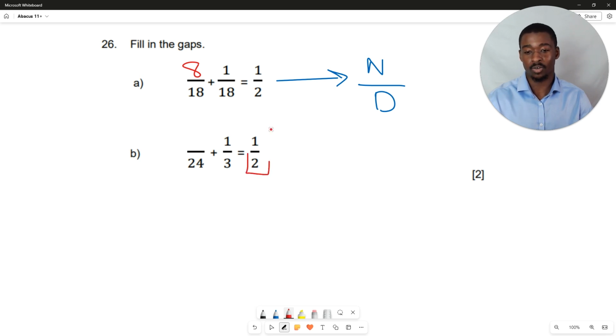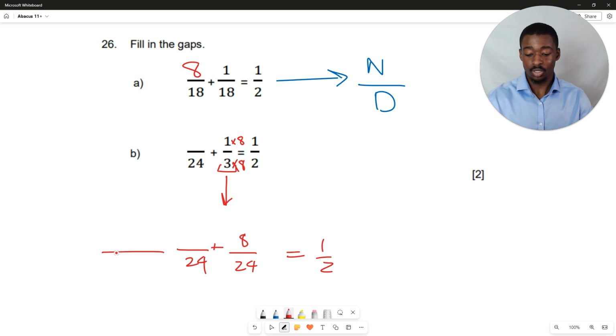And then for part B, we have something over 24 plus 1 over 3 equals a half. So we have the same scenario of a half, numerator being half of the denominator. The trick here is simply finding the common denominator and changing the fractions to fit that common denominator. In this case, it's going to be 24. So we can transform 1 over 3 by multiplying both the numerator and the denominator by 8. This gives us 8 over 24. And now we have that common denominator.